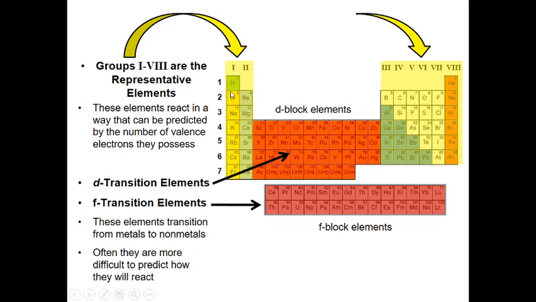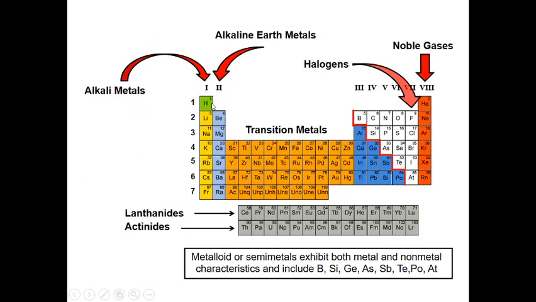Now, other than these numbers, there are some specific groups we give specific names. For example, the first group, which are hydrogen, lithium, sodium, all of these are called alkali metals. The second group elements are called alkaline earth metals, and the very last group is called noble gases. Now, the second to last group is called halogens.